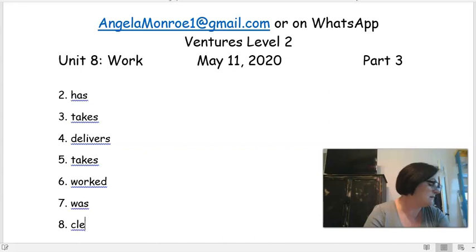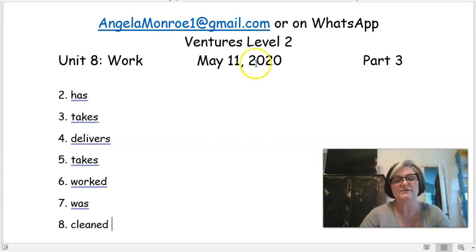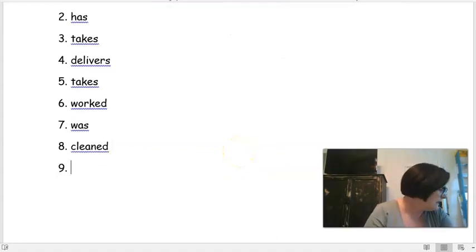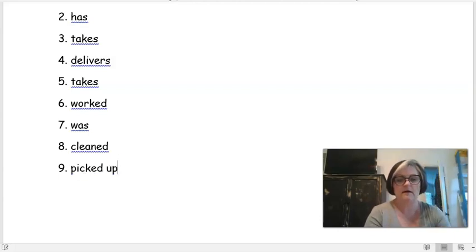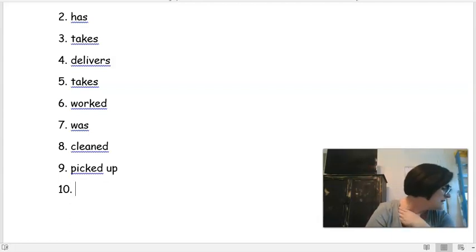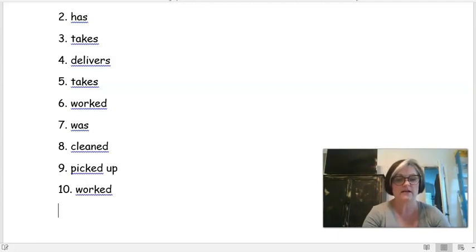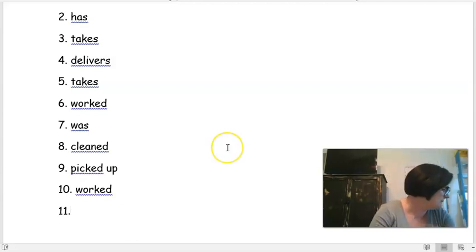He cleaned, that's a regular verb. We're just going to add ed onto it. I'm going to scroll so we can fit some more on here. He cleaned the floor and picked up. So we're going to add ed onto picked. So that's a regular verb for us there. So he cleaned the floor and picked up dirty dishes. From 2012 to 2015, he worked, past tense, regular verb, just add ed, at Fratelli's Construction Company.